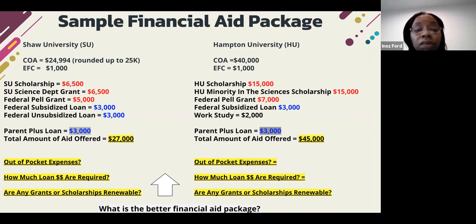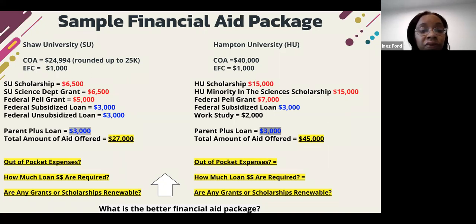And why that's important is that some schools will not go above your EFC. So, for example, Shaw costs 25. If your EFC is 1,000, that means 25 minus 1,000 is 24. So they really don't have to go above $24,000 in terms of financial aid. Sometimes they will, but the minimum that they have to give you in aid is 24,000. Same thing for Hampton. Hampton costs 40,000. EFC is 1,000. Hampton only has to give you 39,000. They may give you more, and that money can be in loans, but they've got to at least give you 39,000 because your EFC is 1,000.